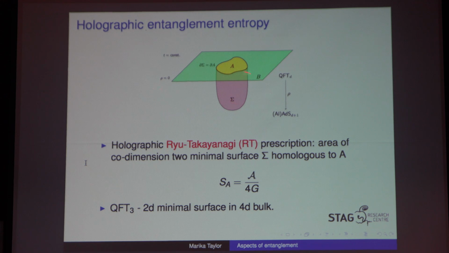So here I'm working with constant time. So if I was in 4-dimensional anti-de Sitter, codimension 2 means I have a 2-dimensional surface. And that's what indeed is happening here. And this should be homologous to A. So I should be able to continuously shrink my surface sigma and get to A. So I find this minimal surface.